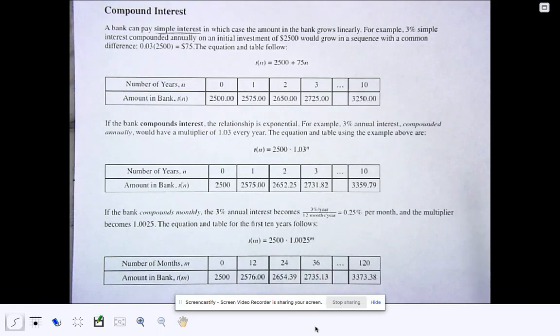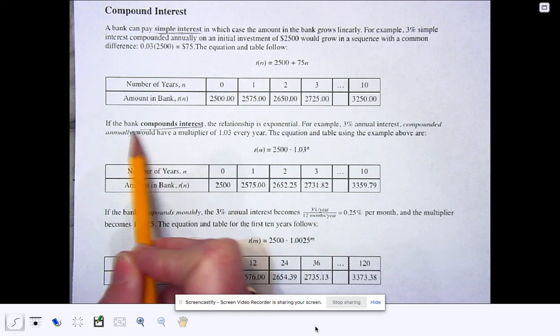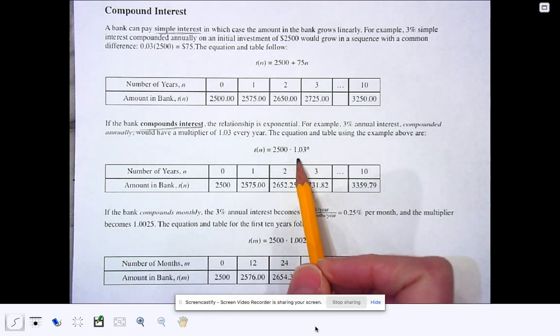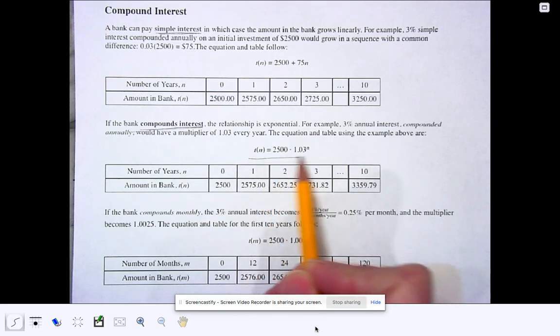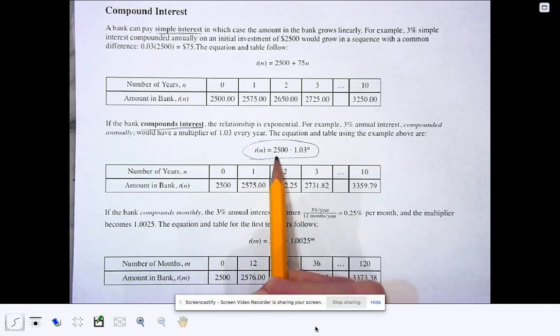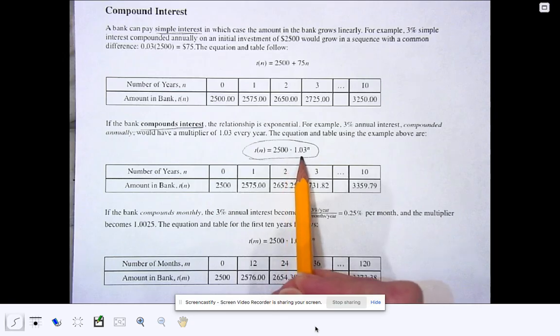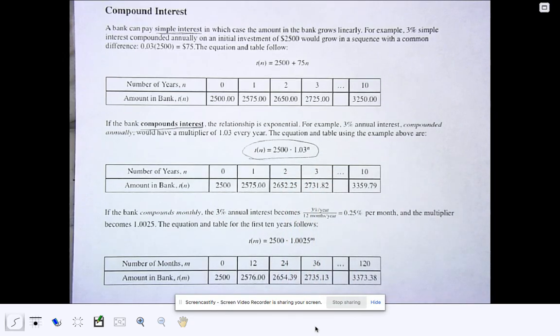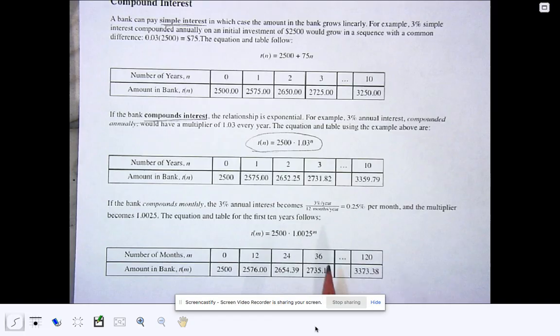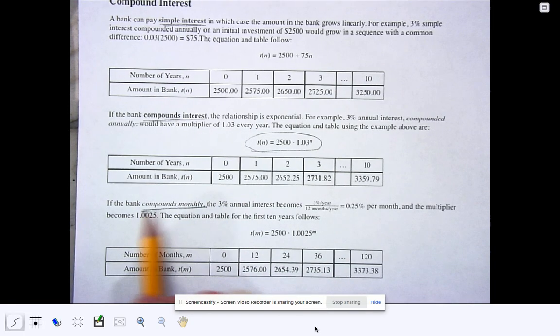Almost every bank or any loan you're going to take out does compound interest, where you earn interest off of the interest that you've just gotten. So if we look at this scenario, this is starting with $2,500, growing at 3% per year. And then we also looked at what if it's compounded more frequently than that. So if that 3% was compounded monthly, you're going to divide your 3% by the number of months per year, which is 12, obviously. And then that's going to be your new rate.